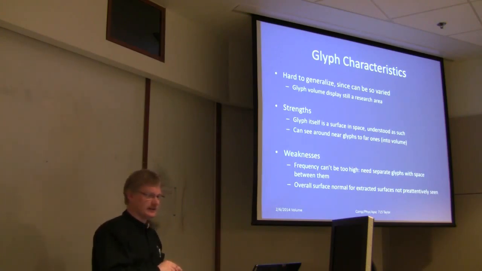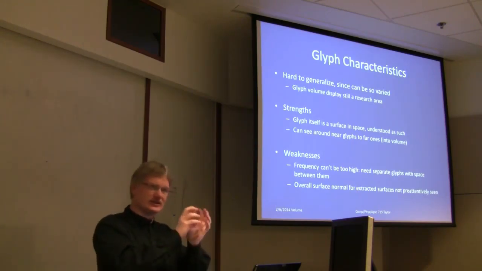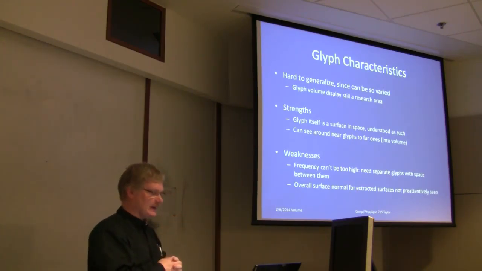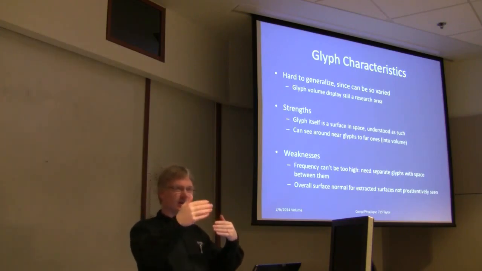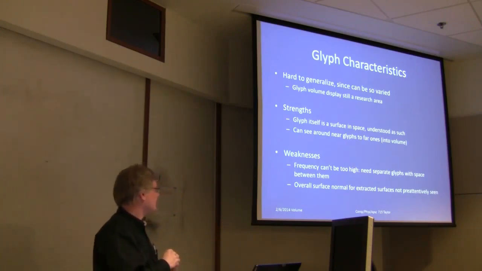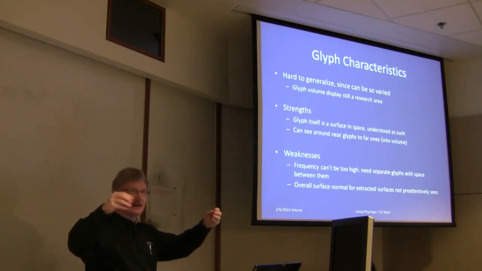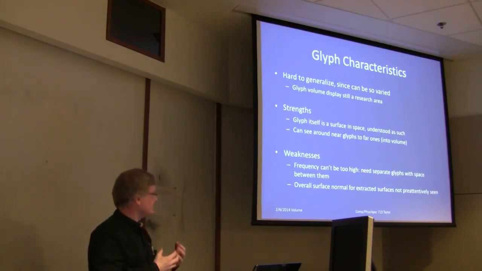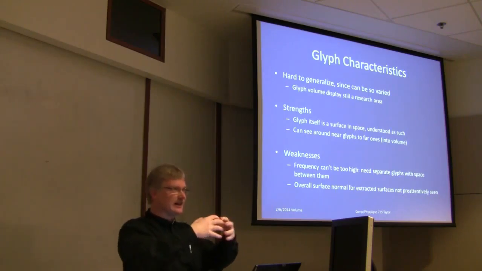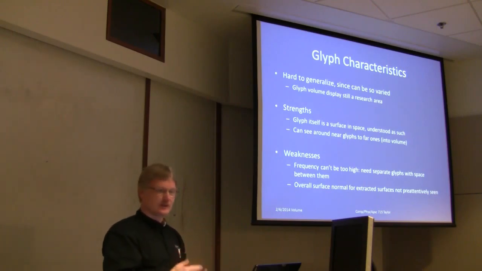So the strength is the glyph itself is a surface in space, so you can see its shape. But you can also see around it to see ones that are behind it. The weakness is you can't put them too close together, because otherwise you're not going to see the ones behind. And the spatial frequency of variation you can show can only be as dense as half your glyph frequency if you're going to be showing data values changing. And then the surfaces you see are the surface of the glyphs, not the overall surface of the shape. And so it doesn't show you regions as well as, for example, pulling out surfaces does.